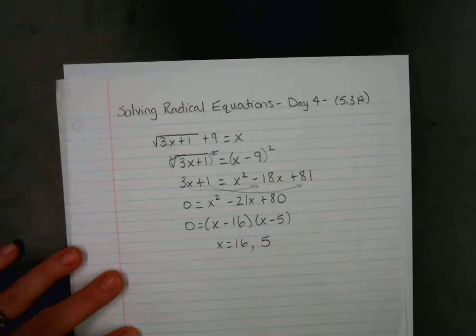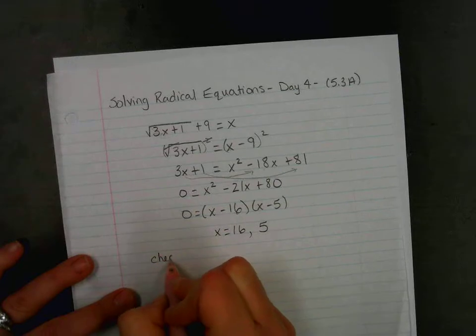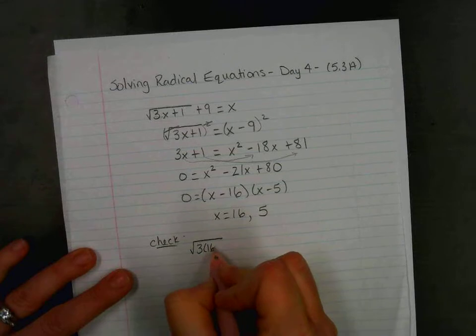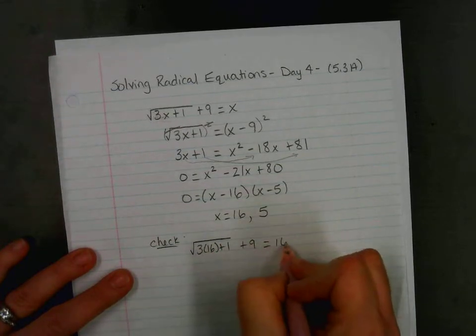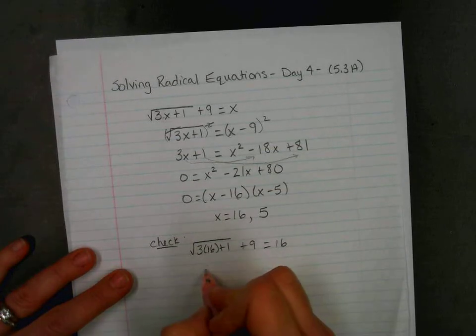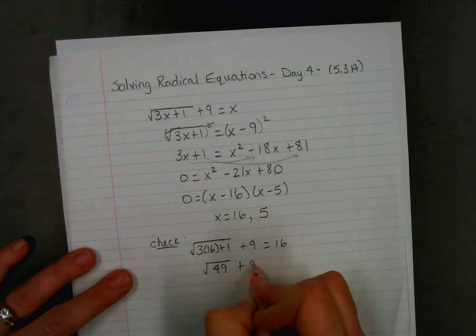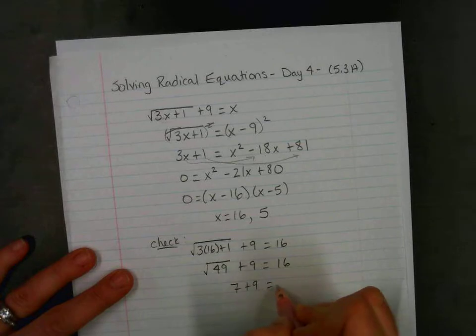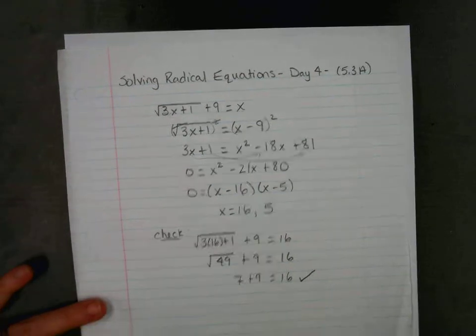So remember, it's really, really important to check both of these solutions to make sure they actually work in the equation. So I'm going to do a quick check. So 3 times 16 plus 1, plus 9 should equate to 16. 3 times 16 gives me 48. 48 plus 1 is 49. Plus 9 is equal to 16. So what I'm left with is 7 plus 9 equals 16. So this solution checks out.